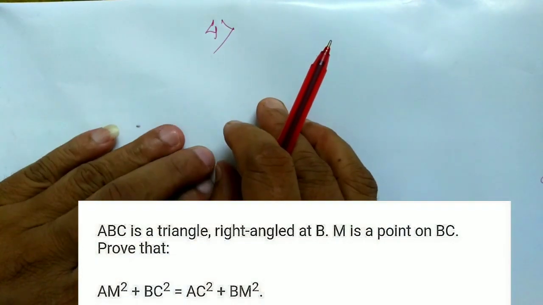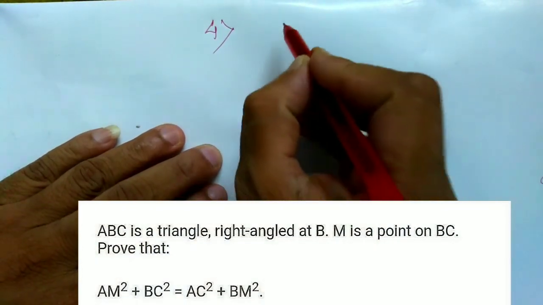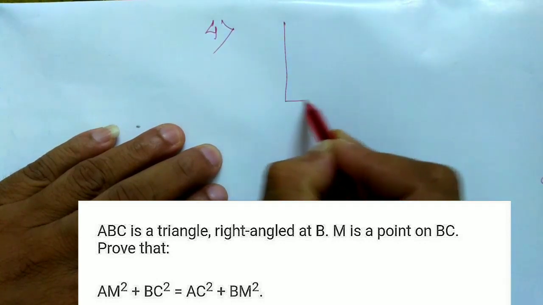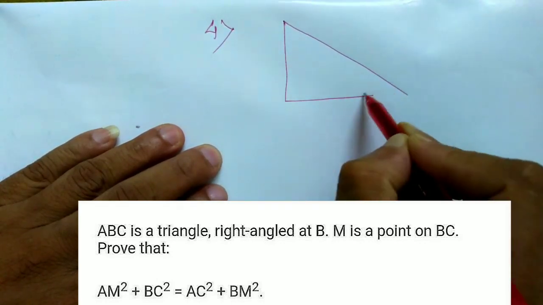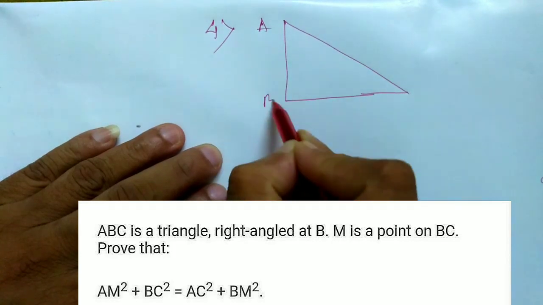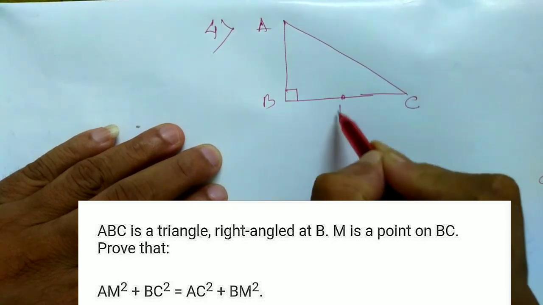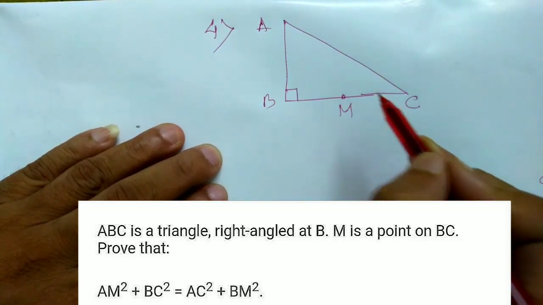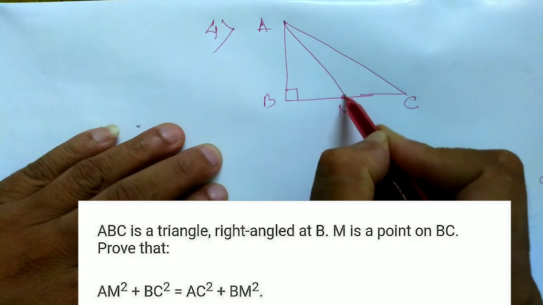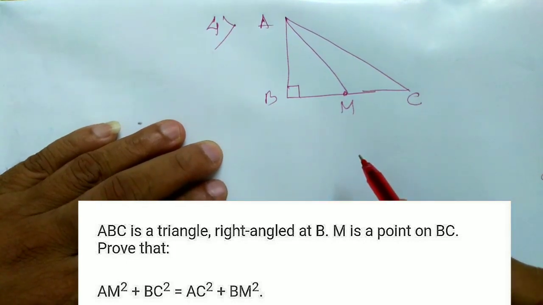Question number 4. A triangle ABC whose angle B is 90 degrees. So this is my triangle ABC. My angle B is 90 degrees. And M is any point on BC. Say M is this point. Now, we are joining AM. What do you have to show? AM square plus BC square equal to AC square plus BM square.